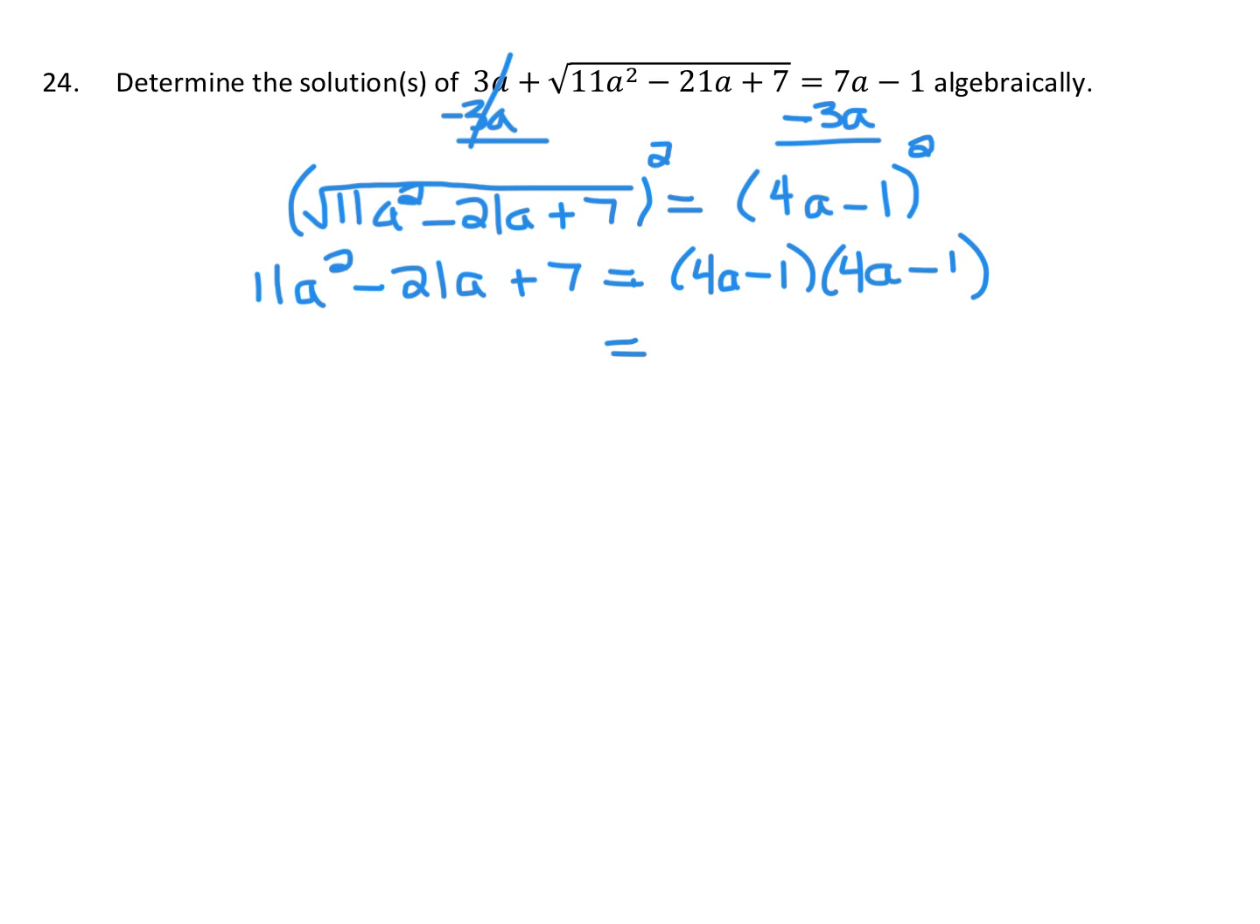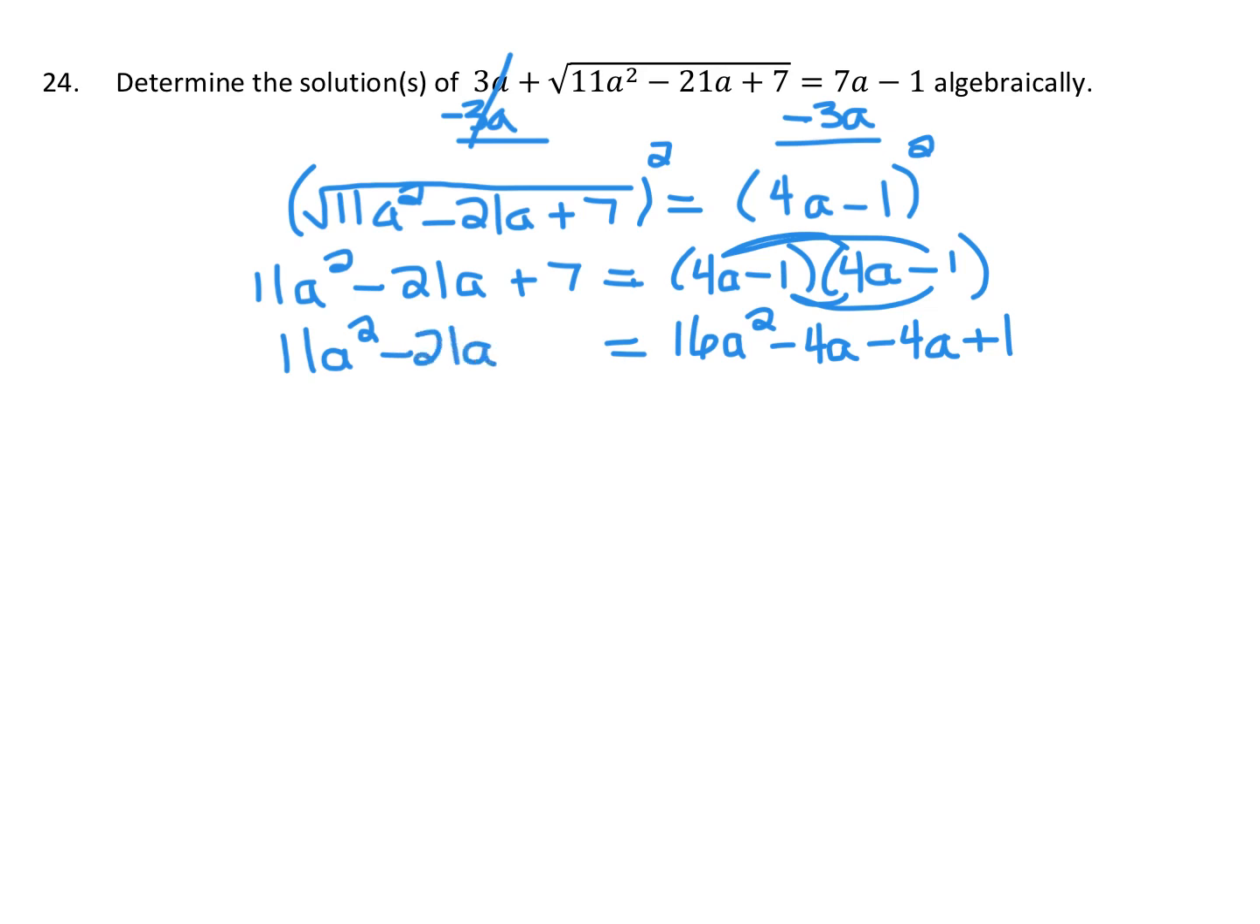So 4a times 4a is 16a squared. 4a times negative 1 is negative 4a. Negative 1 times 4a is negative 4a. And negative 1 times negative 1 is positive 1. Okay, and then on the left-hand side of the equation, we're just going to bring this down.